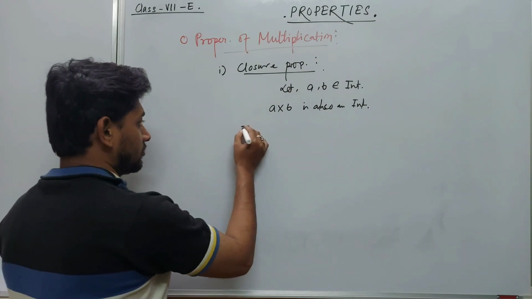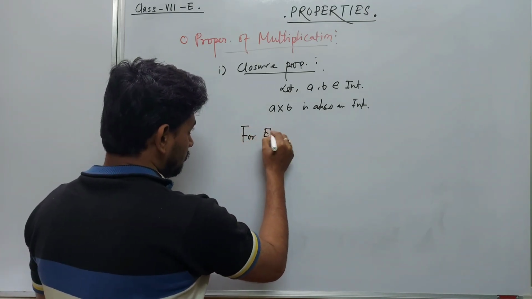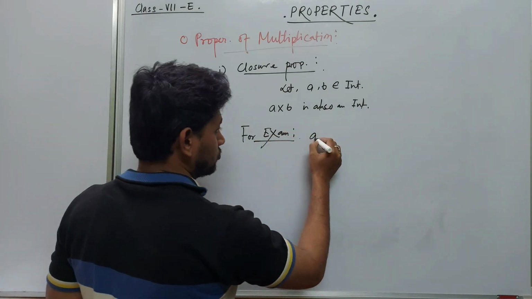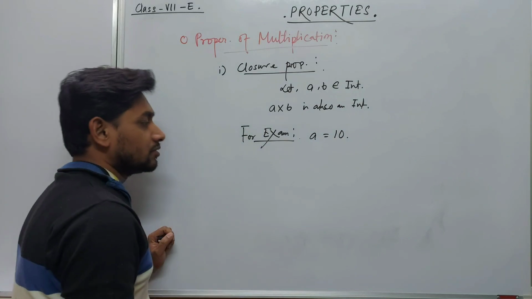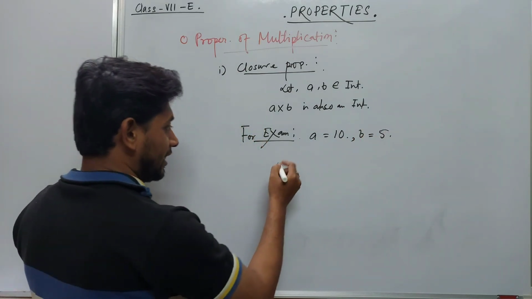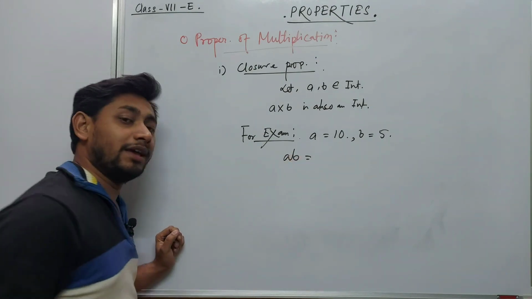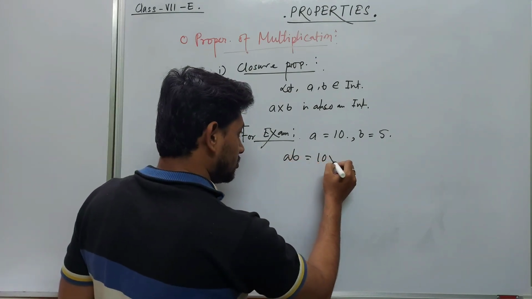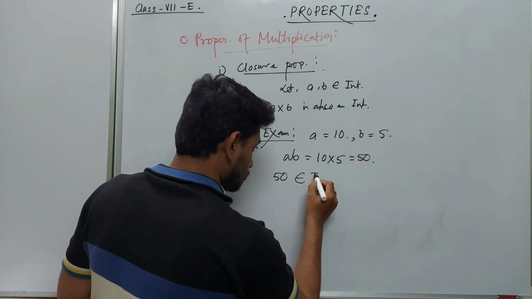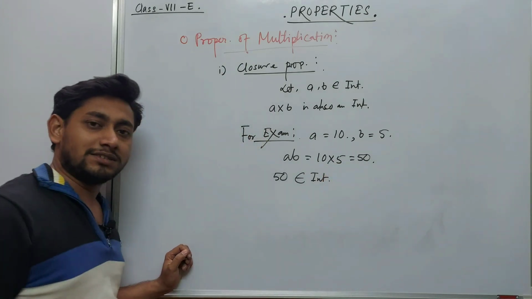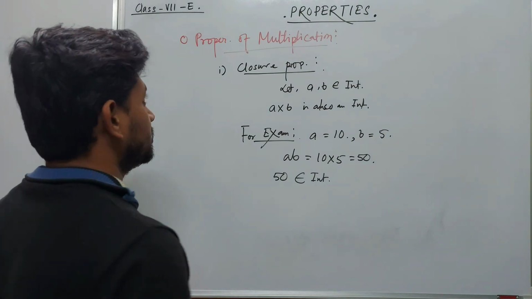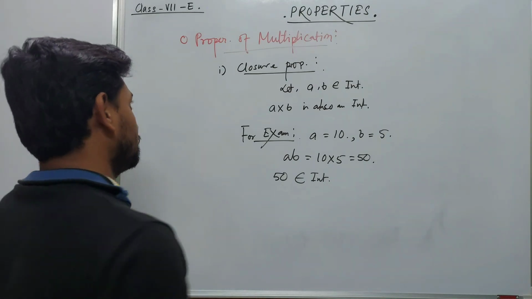For example, let a equal to 10, b equal to 5, then ab, that is the product of a and b, that is 10 into 5, is 50. That is, 50 belongs to integers, and we can say 50 is a positive integer. That is, closure property holds for multiplication.